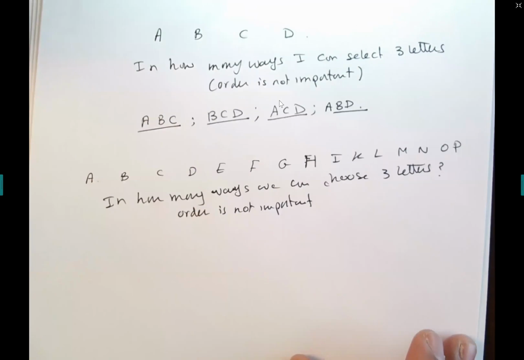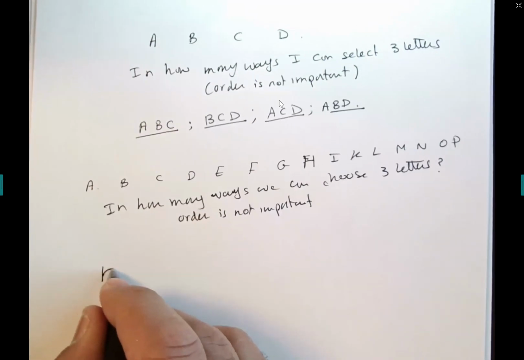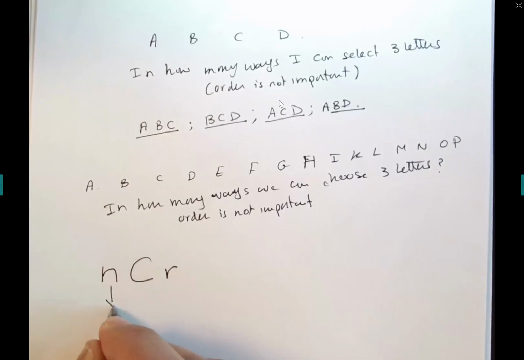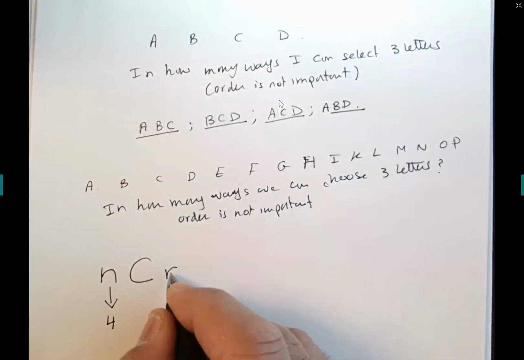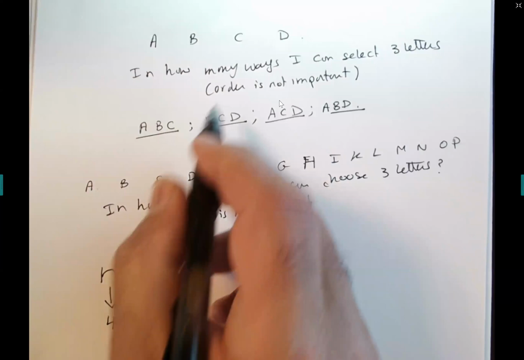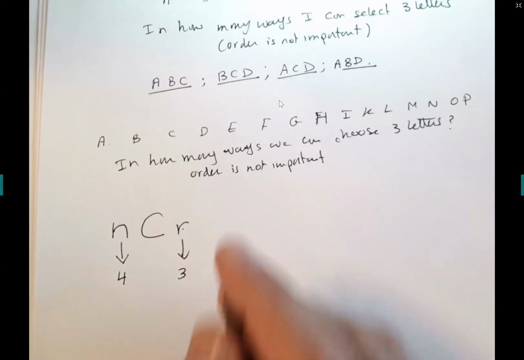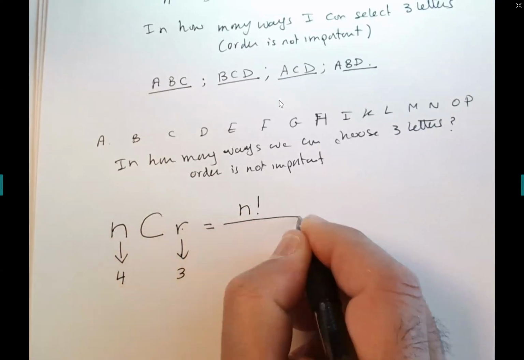So let me introduce this formula to you guys. It's called N choose R. N is how many we have originally, which is 4 in here. And R is how many in the group, which is 3. So it's 4 choose 3. Here's how the formula works, guys. And I'll explain everything in the formula in a second.